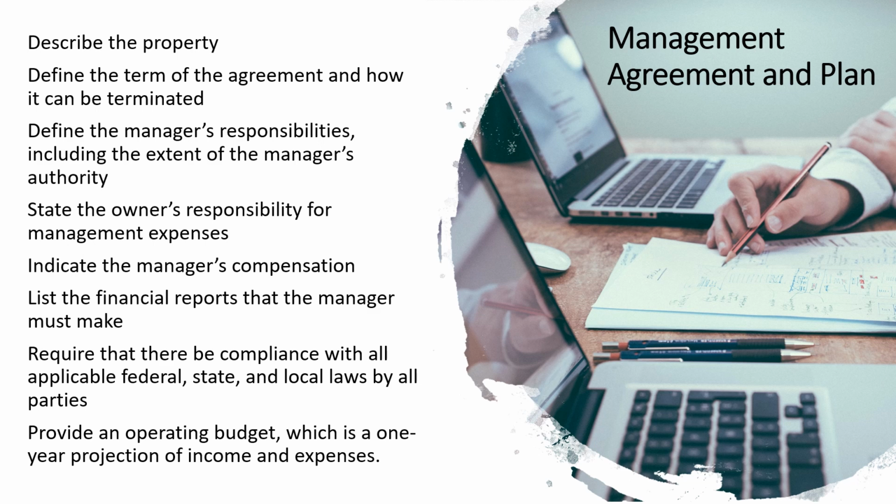Management agreement and plan. Describe the property. Define the term of the agreement and how it can be terminated. Define the manager's responsibilities, including the extent of the manager's authority. State the owner's responsibility for management expenses. Indicate the manager's compensation. List the financial reports that the manager must make. Require that there be compliance with all applicable federal, state, and local laws by all parties. And provide an operating budget, which is a one-year projection of income and expenses.